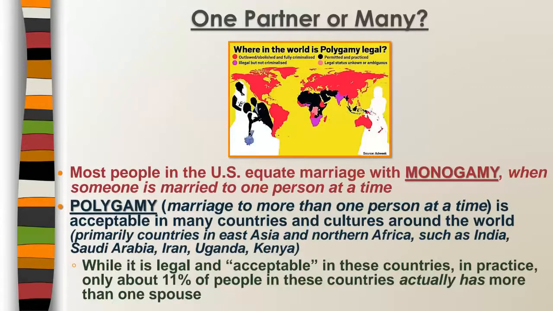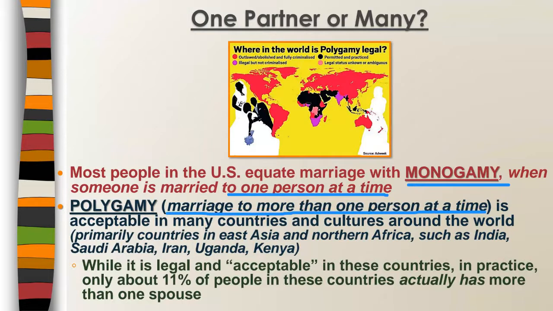Now, I mentioned earlier when we define marriage, not necessarily all marriages are monogamous around the world. So monogamy is when a person is married to just one other person at any given time. And in the US, we practice monogamy. However, there are plenty of cultures around the world that still practice polygamy, which is when you marry more than one person at a time.